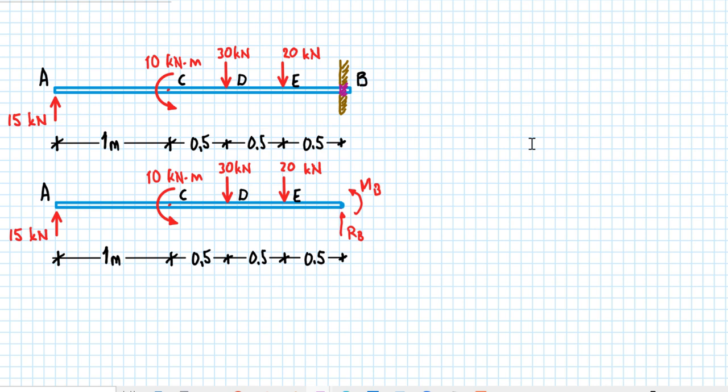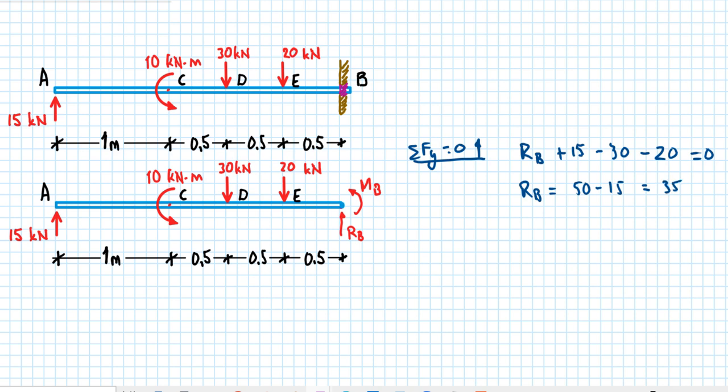Look, the summation of forces in the y direction equals zero, positive going up, so you have RB plus 15 minus 30 minus 20 equals zero. So RB equals 20 plus 30, 50, minus 15, 35. Positive, so I got it correct. Positive, 35. All right.